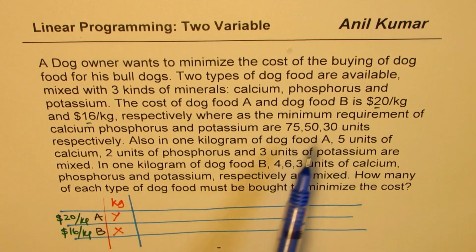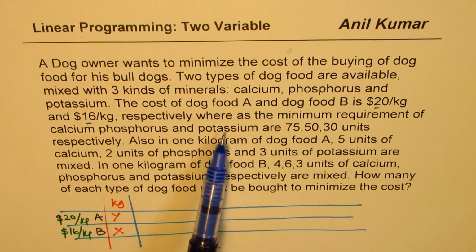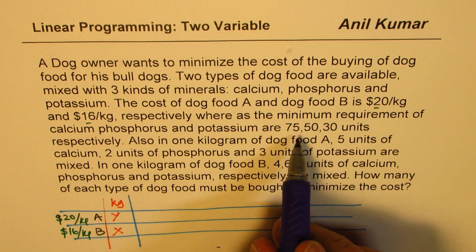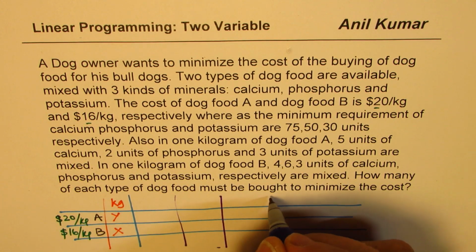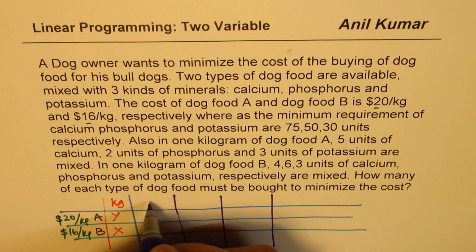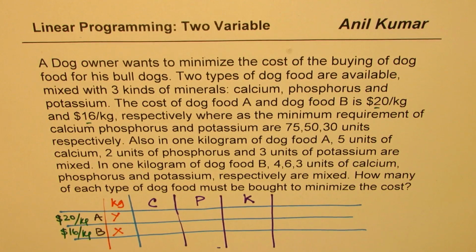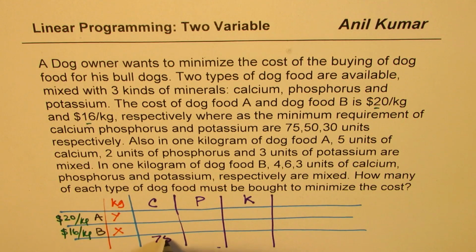Now we are saying that the dog food has three important ingredients: calcium, phosphorus, and potassium. These three should be there in some minimum quantity, which is 75, 50, and 30. So let's make a table here. These three columns represent calcium, let's say C, A, C, and for phosphorus we'll write P, potassium let's write K. Now the minimum requirement is that we should have 75, 50, and 30.